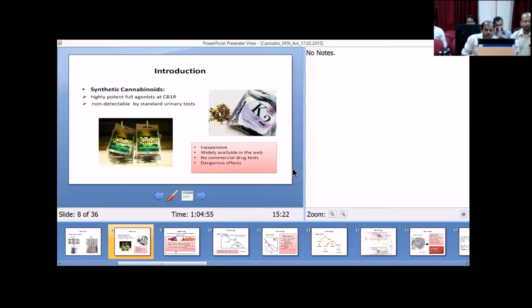Now coming to the synthetic cannabinoids. Synthetic cannabinoids have been in vogue for the last decade or so. Actually, it is the product of a search for potent cannabinoids which can be used for medicinal purposes. Clemson University, one researcher, Dr.